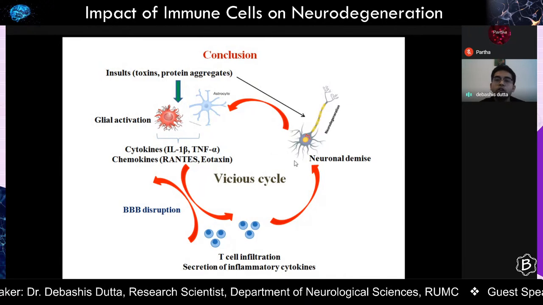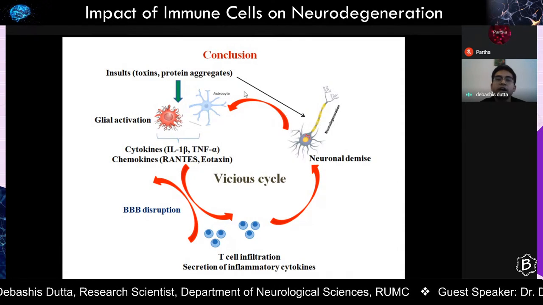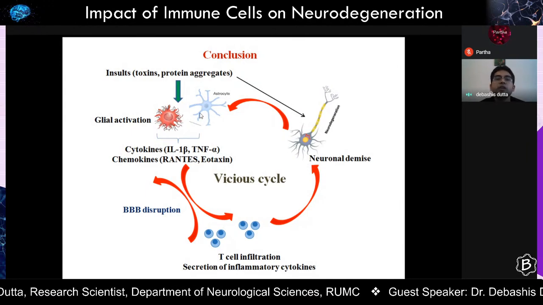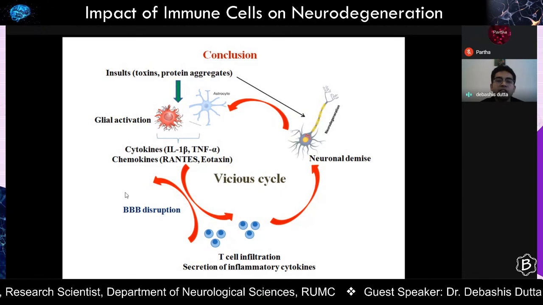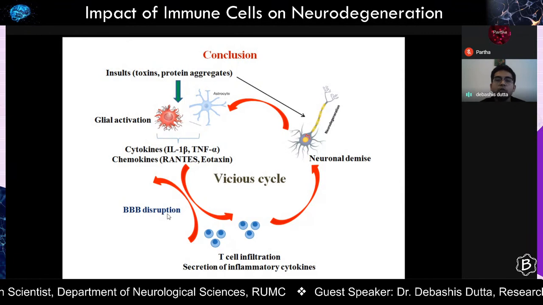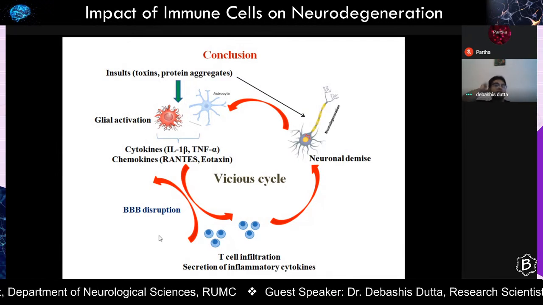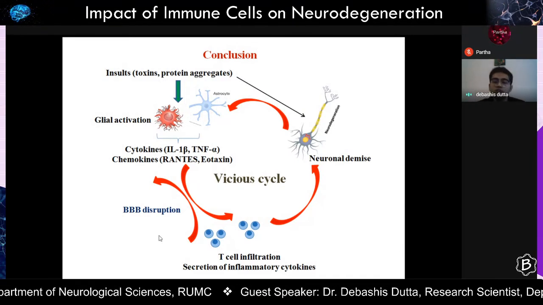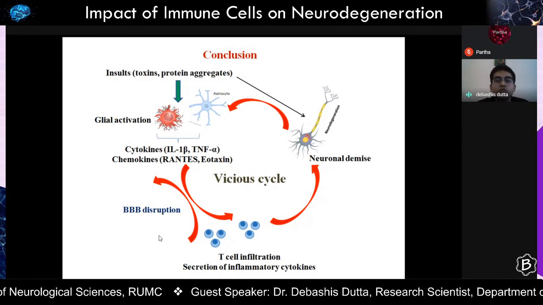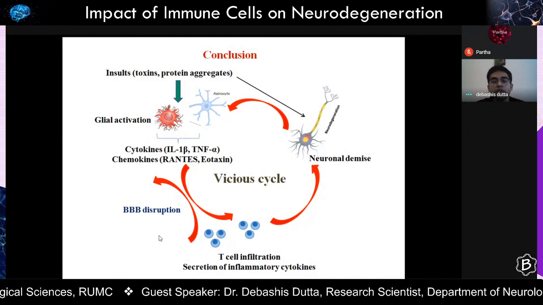And when there is more neurodegeneration, these neuron-derived particles can again bind to the astrocytes or microglia, further activating them and making them more inflammatory. In that way, this vicious cycle goes on and on. That's one of the reasons that these diseases progress irreversibly, and there are still no drugs, no absolute cure that has come to the market so far, at least for most of the neurodegenerative diseases.